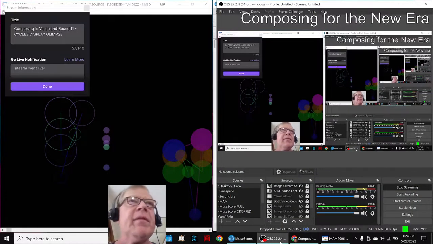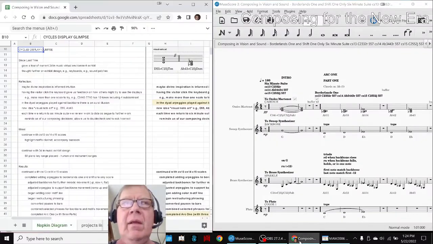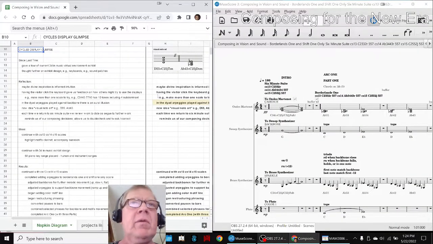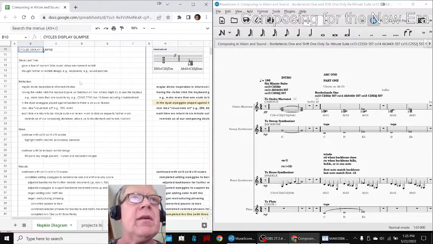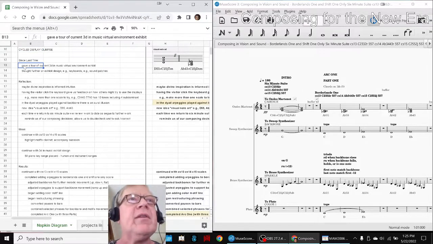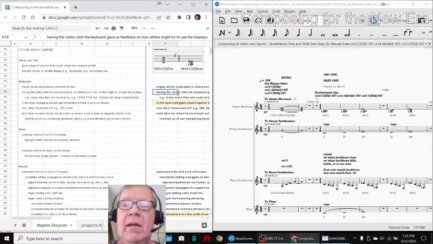Ladies and gentlemen, this is a recap of Composing in Vision and Sound Part 11, Cycles Display Glimpse. In today's episode, we had three chapters, Cycle, Display, and Glimpse, and we re-entered. We had given a tour of our current 3D and Music Virtual Environment exhibit and got feedback, and that feedback gave us some more ideas to work on that exhibit, the new fourth iteration.